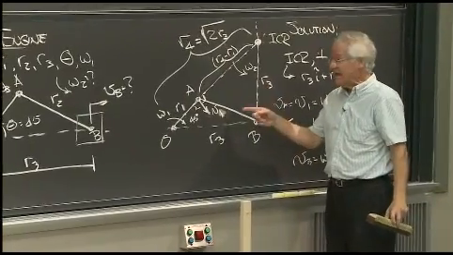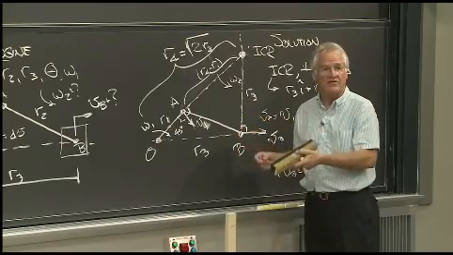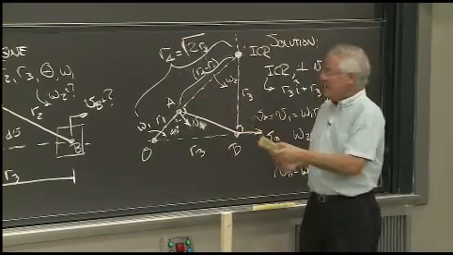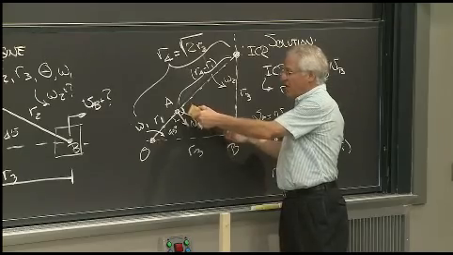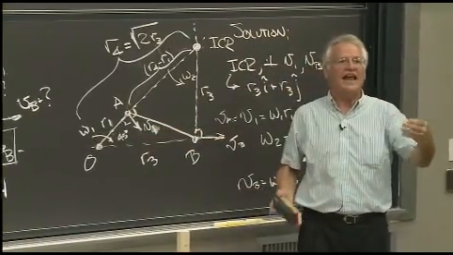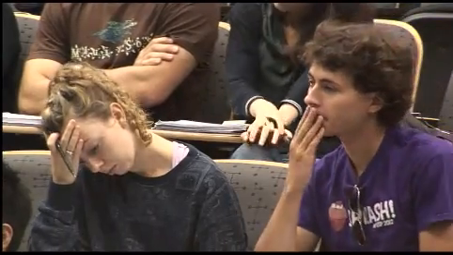Omega 2 is the angular velocity of the connecting rod. That's what this question is asking. At this instant, how is the connecting rod rotating? Or more exactly, what is the angular velocity of the connecting rod? Make sense? Okay.